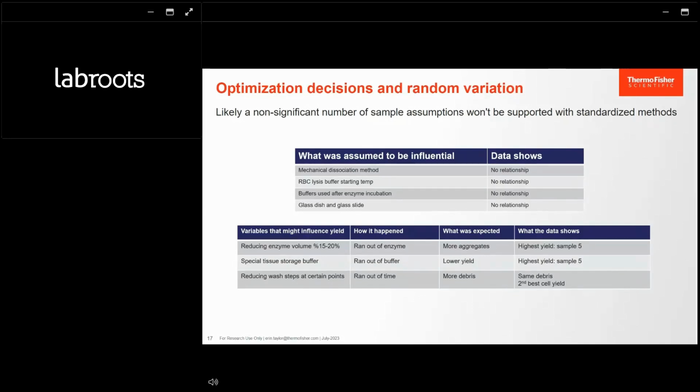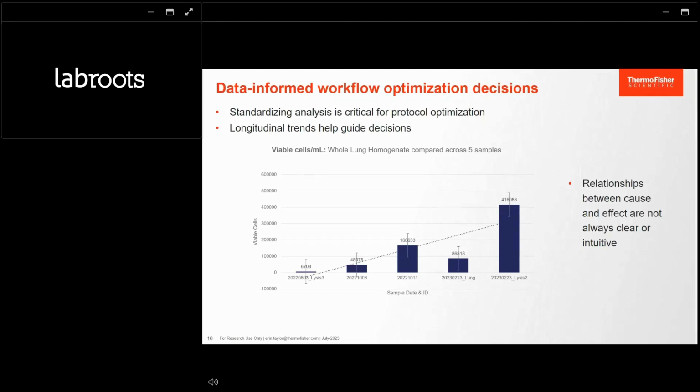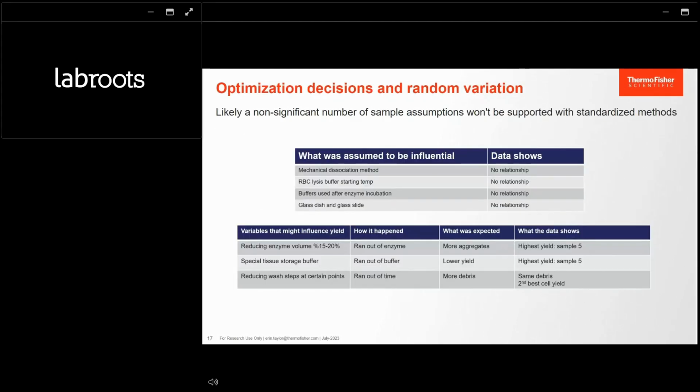And what's even more interesting is that the times when I deviated from the protocol, which I believed to be my data-driven optimized protocol, data-informed decisions, those were the times I had the highest yield. So for the last sample, sample 5, which was of the highest yield, we'll go back here real quick. So this sample, highest yield, I ran out of enzyme. Someone had used most of it in the fridge and I didn't know. So I had to reduce my enzyme volume by 15 to 20%. And I expected way fewer single cells. And I actually got the highest yield of single cells.